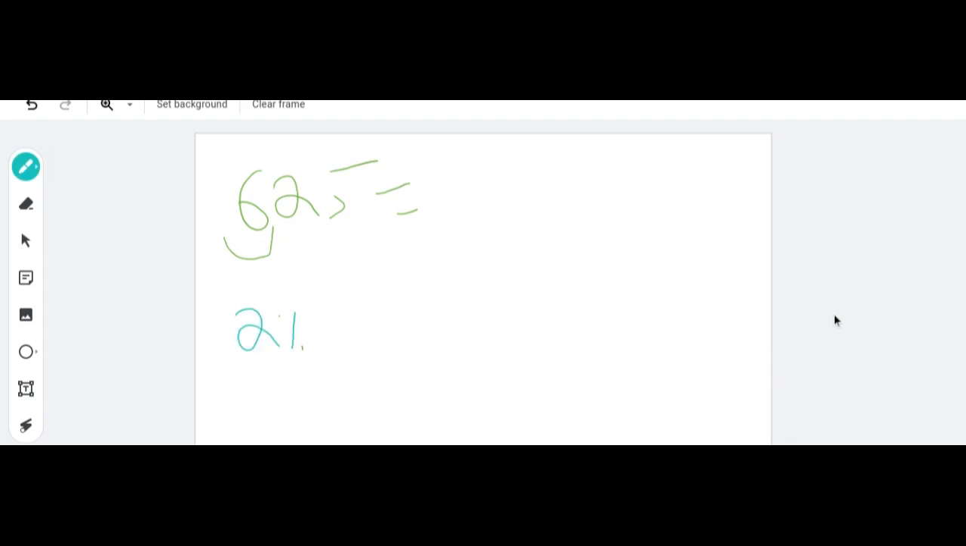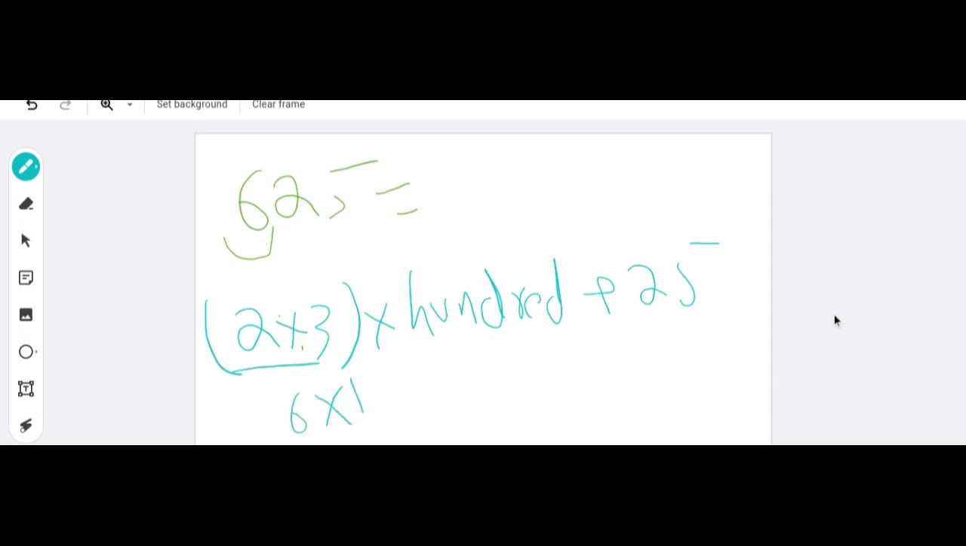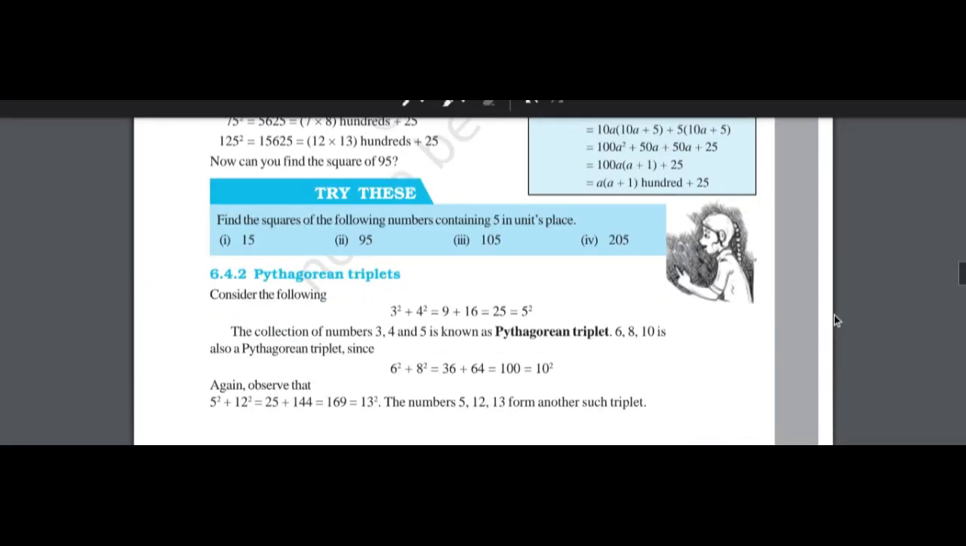2 3s are 6 and I have to multiply this with 100 according to looking at my unit place. Then I have to add with the 25. Now 2 3s are 6 is multiplying with 100 and plus with 25. It will give me 625. Understood? Okay. Yes. This is how you have to do this.